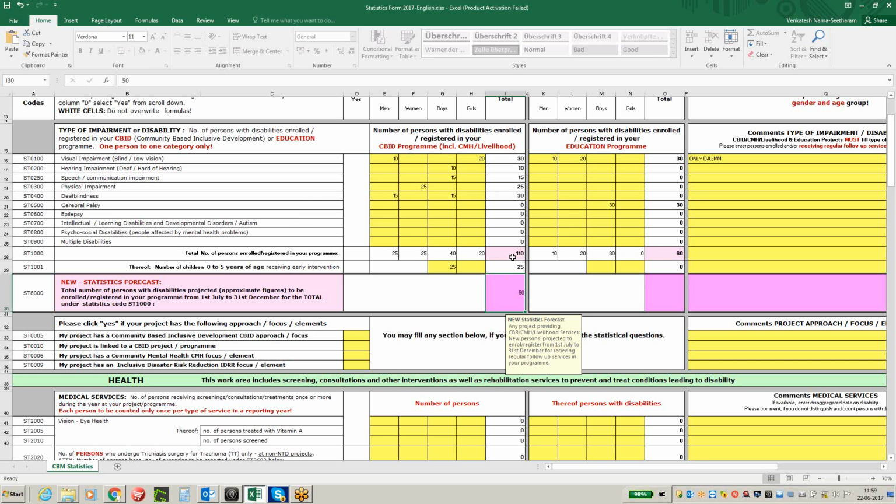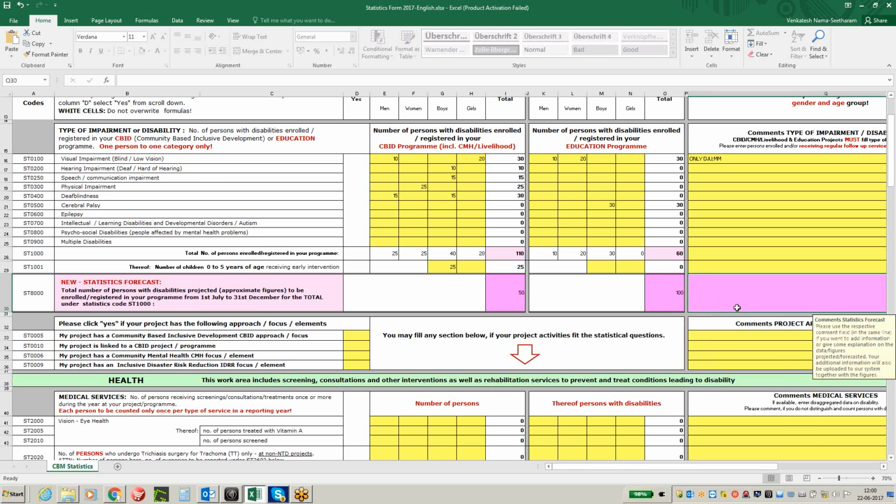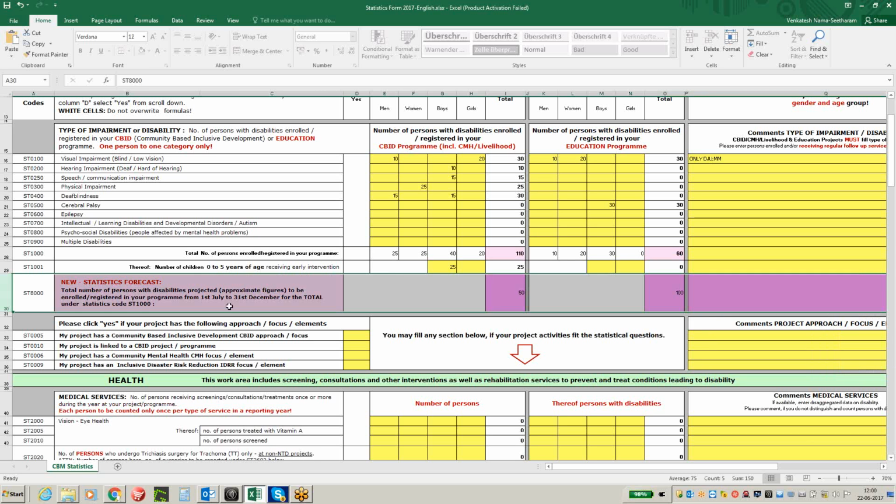This will be for CBID, and here you will see for education you have, for example, 60. So in education, say for example in the next semester you may enroll more than that. That's not a problem. But this is an approximate figure which should be given by the project. If they want to give any comments, the same way they can fill in the comments in the comment section. So do you have any questions on this new code?